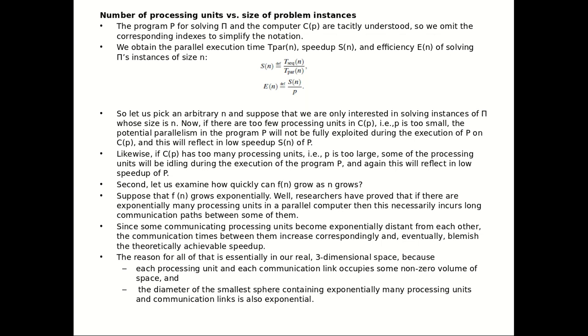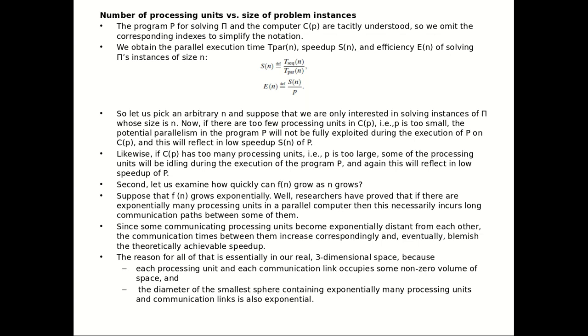Now we can come to number of processing units versus size of problem instances. So the program P for solving pi and the computer C with P number of processing units are basically understood using certain functions, or you can say using certain formulas. So we obtain parallel execution time T parallel of n, speed up S of n, and efficiency E of n of solving pi's instances of size n.